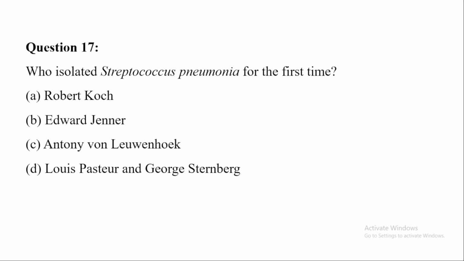So, question number 17. Who isolated Streptococcus pneumonia for the first time? A. Robert Koch, B. Edward Jenner, C. Anthony von Leeuwenhoek, and D. Louis Pasteur and George Sternberg. So, who isolated Streptococcus pneumonia for the first time? Do you know the answer? Ma'am, answer D. Yes, option D. Louis Pasteur and George Sternberg isolated Streptococcus pneumonia for the first time.